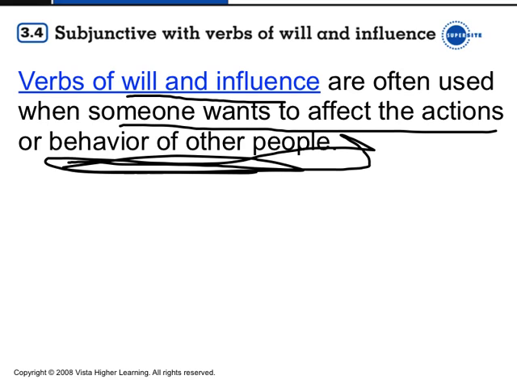For example, I want you to do something. That doesn't mean you're going to do it, but because I want you to do it, it's affecting your behavior. Whether or not you do it, I don't know, you don't know, no one knows. But that's the idea of the subjunctive. Verbs of will and influence.